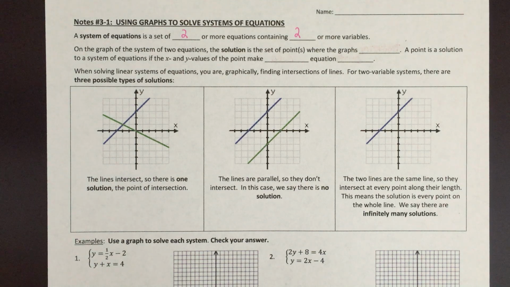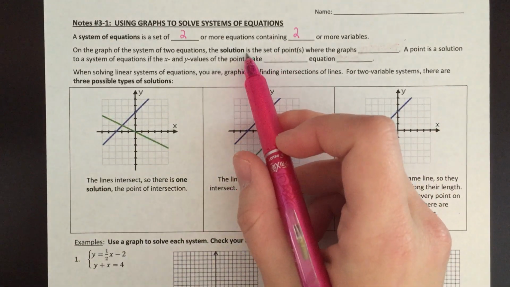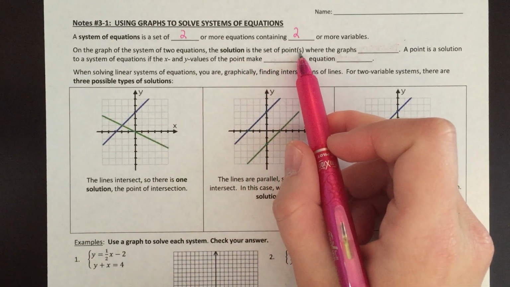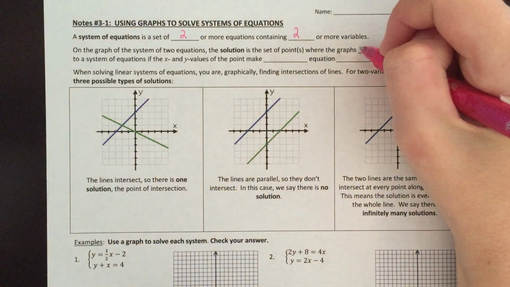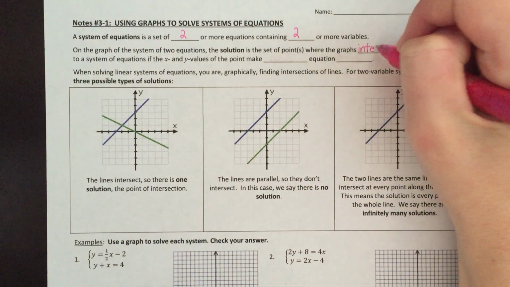Today we're going to be looking at notes 3-1. We are going to be using graphs and tables to solve systems of equations. A system of equations is a set of two or more equations containing two or more variables. On the graph of a system of two equations, the solution is the set of points where the graphs intersect.